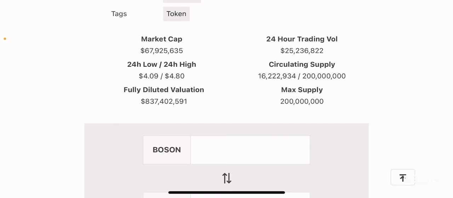And for a project that aims to do such great things in the future, I can kind of oversee the max supply of this token for this project, right? And if you see the circulating supply, there's only 16.2 million tokens out of the 200 million tokens that's currently in circulation.